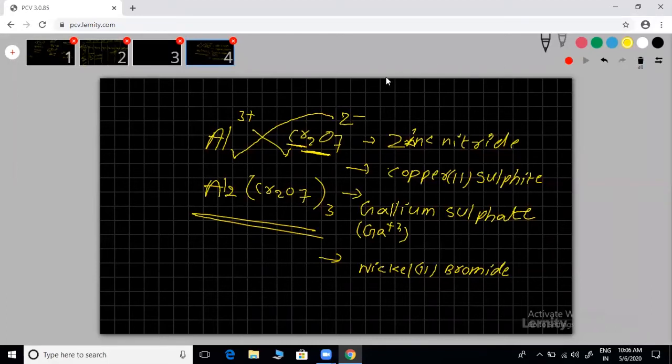Zinc nitride, someone wrote it correct. Nickel bromide correct. Fine. Gallium sulfate also correct. Good. So next, zinc nitride. Anyone who wrote the correct answer for zinc nitride?